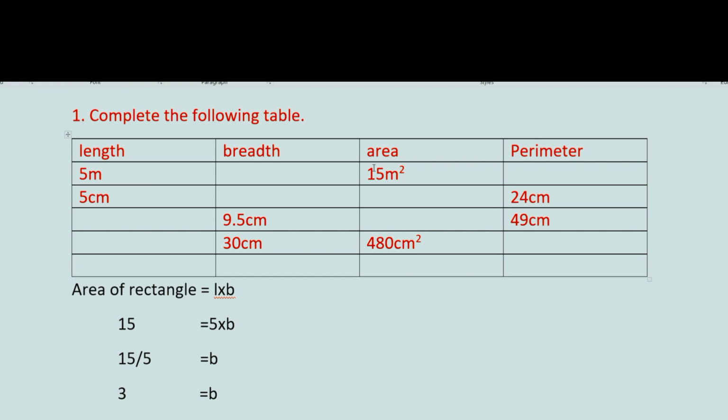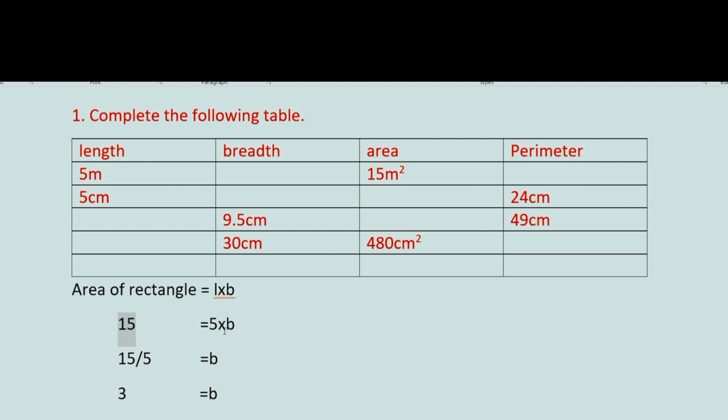Now see, in the first question a table is given here: length, breadth, area and perimeter. First, length is given as 5 meter and area is 50 meter square. If length and area are given to you, you can find the breadth using this formula. Area of rectangle is equal to L into B. By using this formula, below area of rectangle you put the value of area of rectangle, 15. And length is 5, so in the length place you put 5, and breadth as it is.